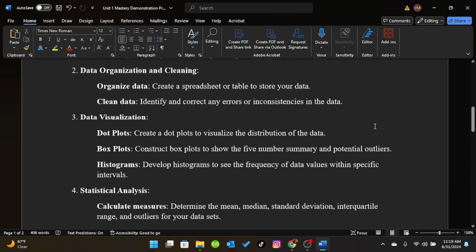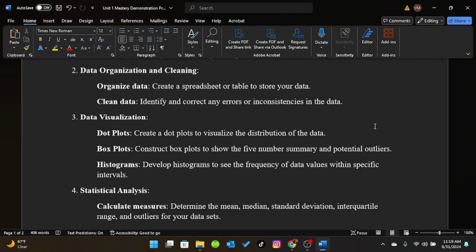Next, we have data organization and cleaning. First, you're going to organize the data. This could be in a spreadsheet. This could be in a table. You can do it electronically. You could do it in a notebook. But you need to organize your data.